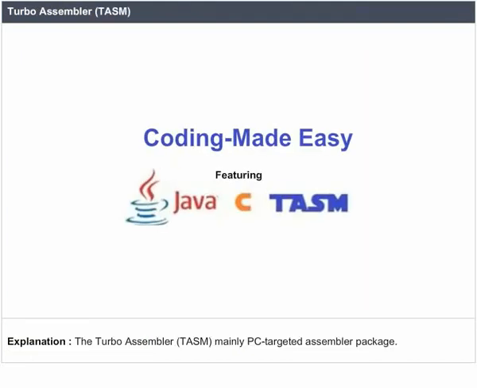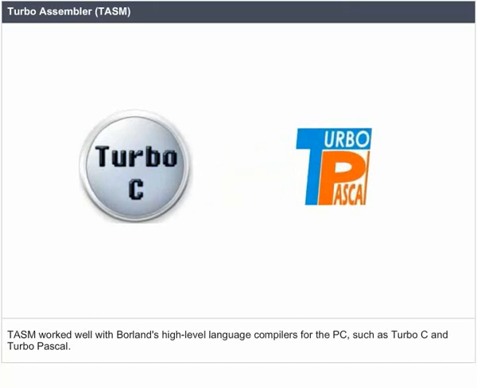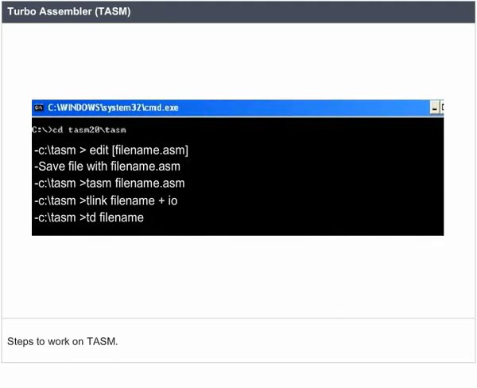Turbo Assembler, TASM. Explanation. The Turbo Assembler is mainly a PC-targeted assembler package. TASM worked well with Borland's high-level language compilers for the PC such as Turbo C and Turbo Pascal. Steps to work on TASM. C:\tasm, edit filename.asm. Save file with filename.asm. C:\tasm, tasm filename.asm. C:\tasm, tlink filename plus io. C:\tasm, td filename.